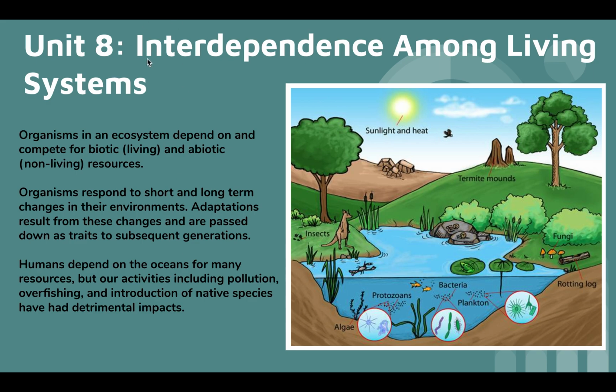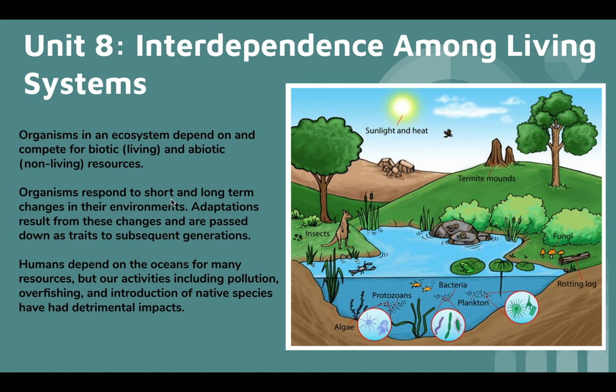Finally, in Unit 8, we learned about interdependence among living systems. So we learned that organisms in an ecosystem depend on and compete for living or biotic and non-living resources. So examples of biotic factors are food, okay? Abiotic factors are like sunlight and water.